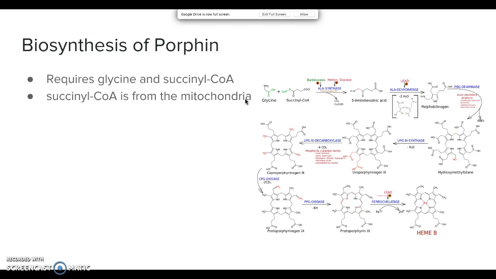In the biosynthesis of porphyrin, it requires glycine and succinyl-CoA. Because succinyl-CoA is formed in the mitochondria, as it is an important part of the citric acid cycle, the first step occurs in the mitochondria.